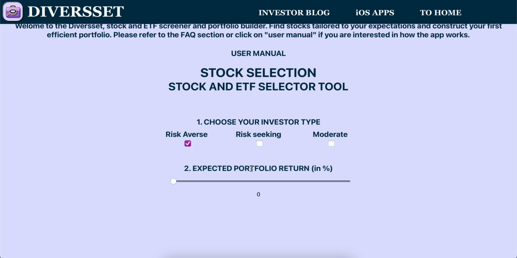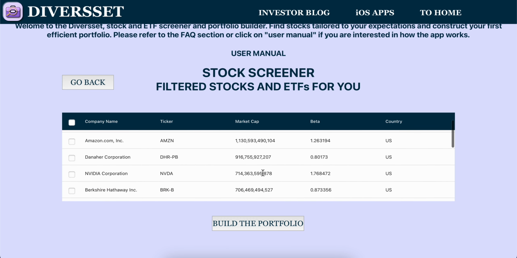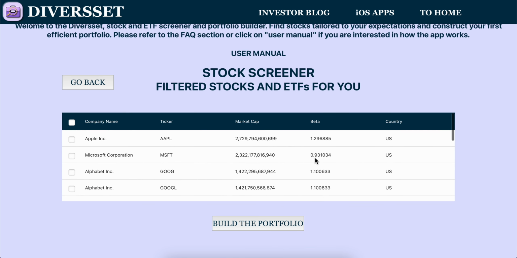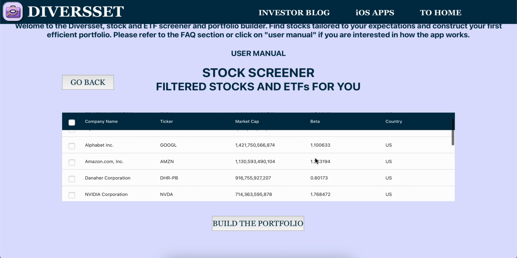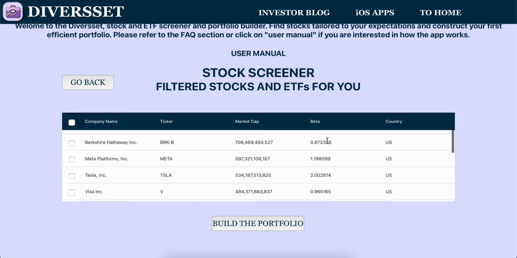Then the second step, you have to choose your expected portfolio return. Let's say I want my portfolio to generate me 15% yearly return. Then I press show the result, and the application shows me stocks that are tailored to my risk aversion. As you can see, the stock beta is pretty low. It is 1.7, 0.87 here.